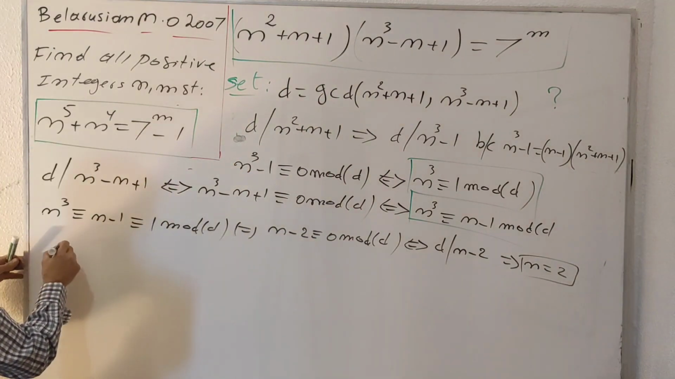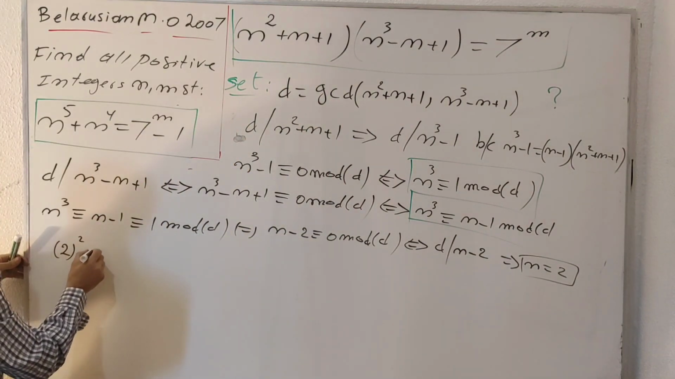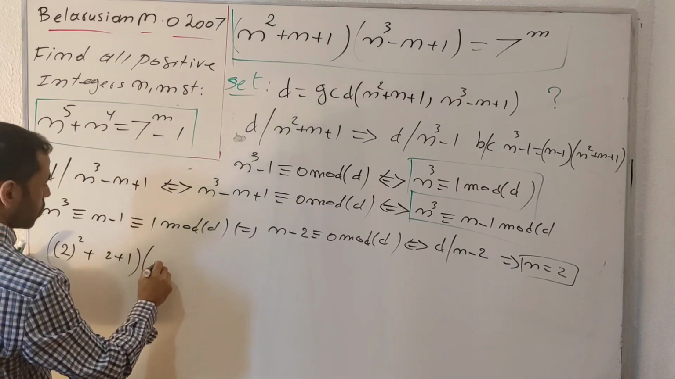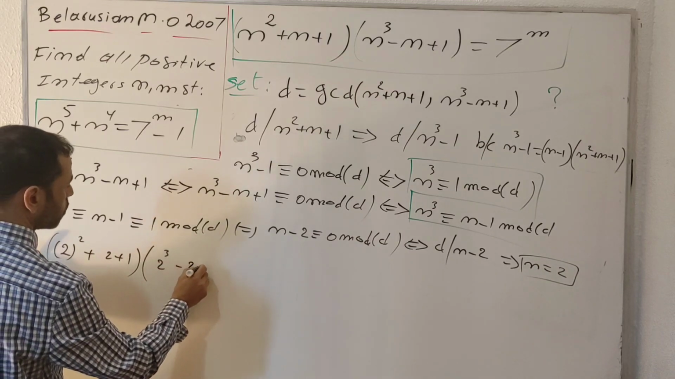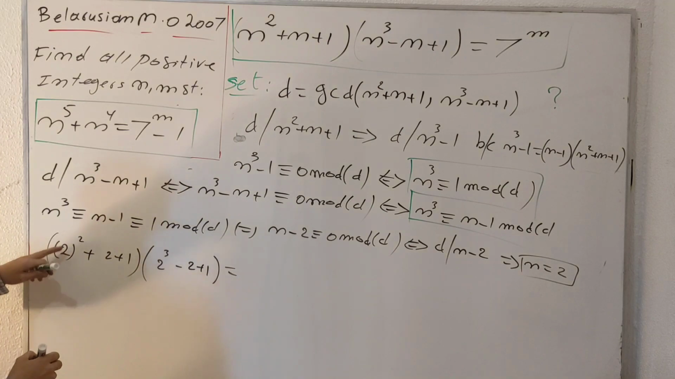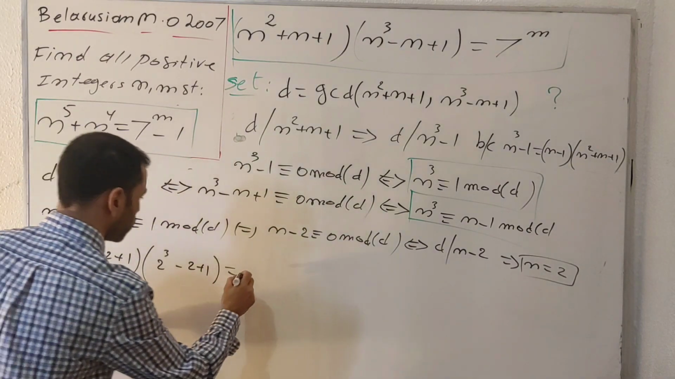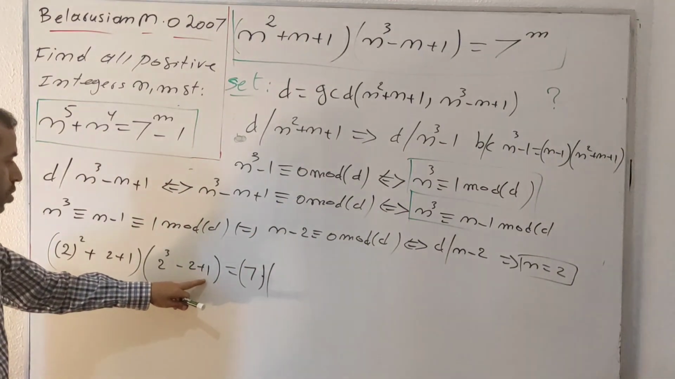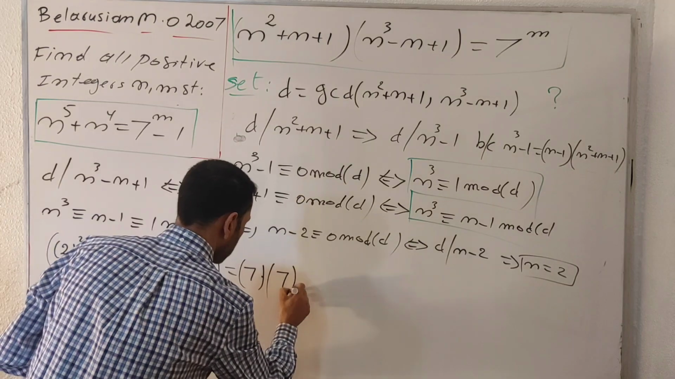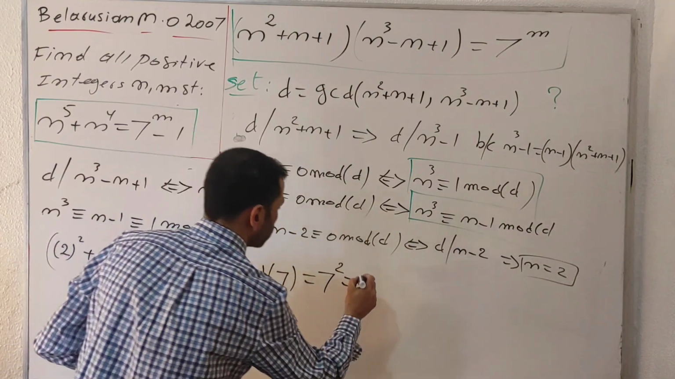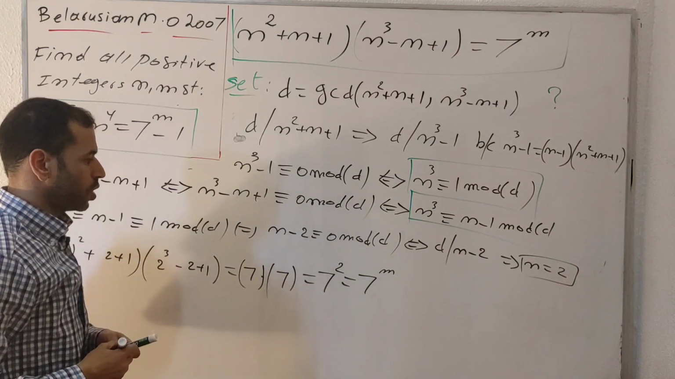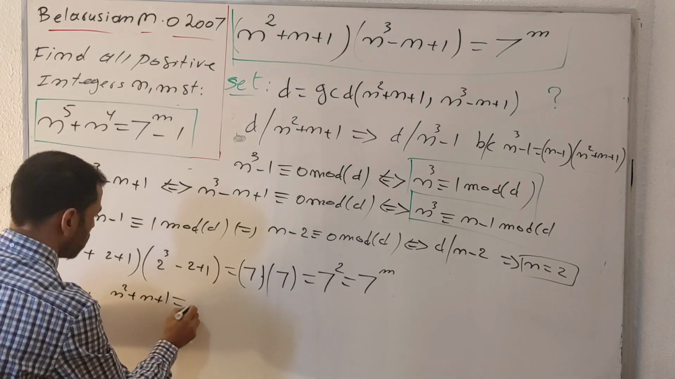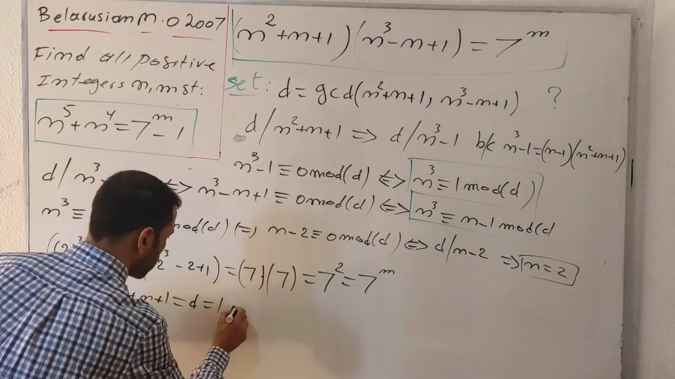So we'll have 2 cubed plus 2 plus 1 factor 2 cubed minus 2 plus 1. This one is giving us 4 plus 2, which is 6, plus 1, which is 7. The second product is giving us 8 minus 2, which is 6, plus 1, which is 7. So we'll get 7 squared, which equals 7 to the m. Notice here n squared plus n plus 1 equals D equals 1 or 7.